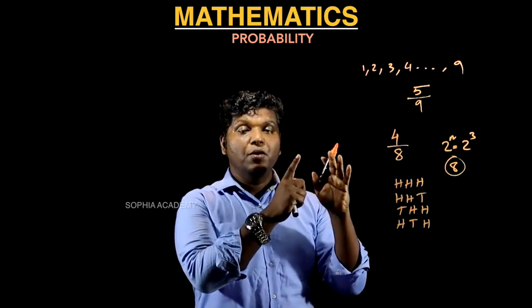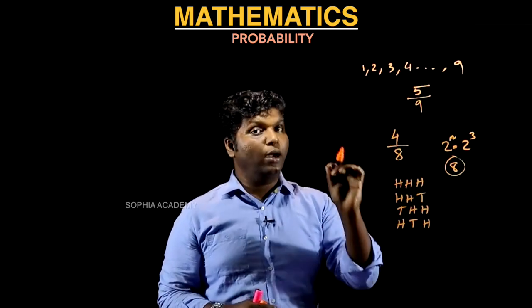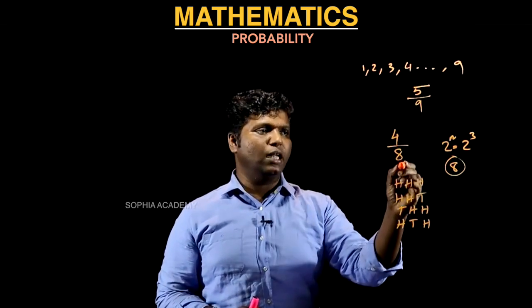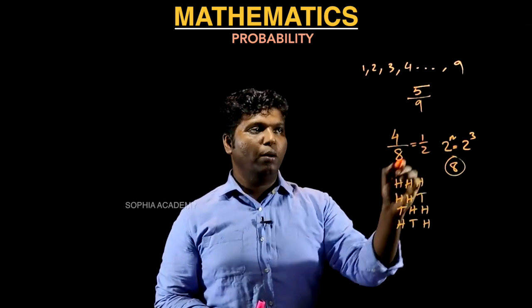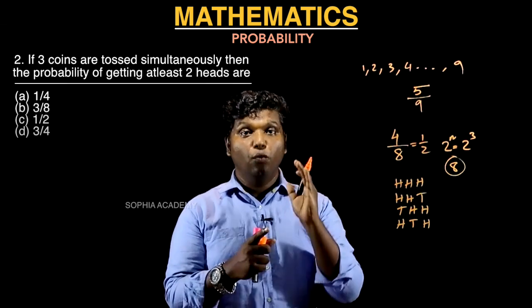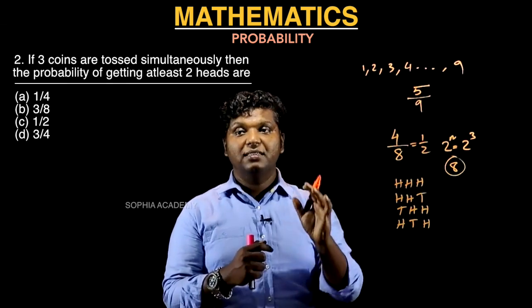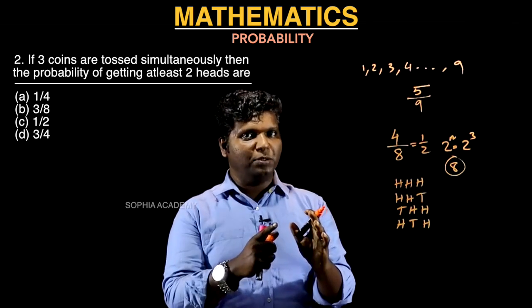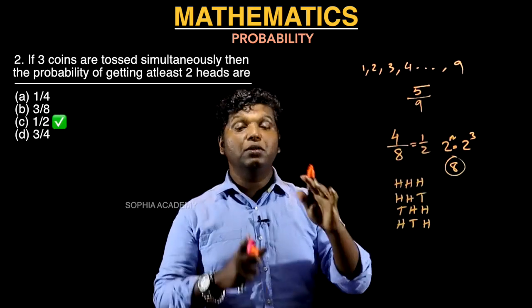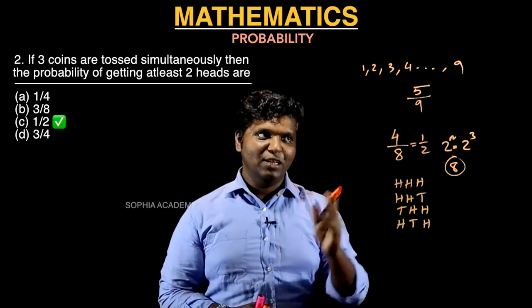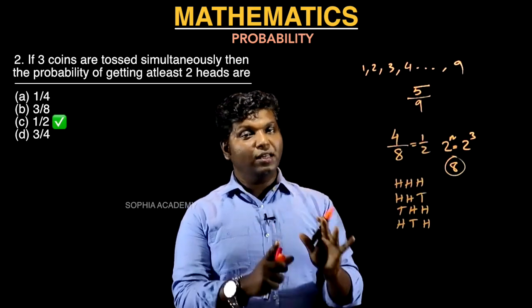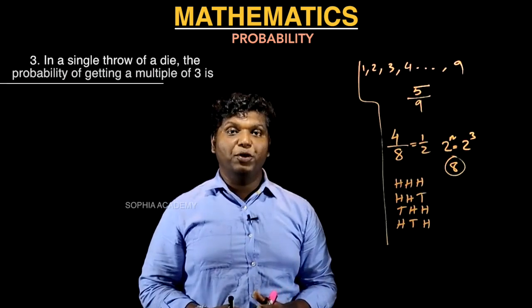Whenever you are writing the fraction or mentioning the probability, you have to write it in the simplest form. So tell me, 4 by 8 means it is 1 by 2. Inside the options, 1 by 4, 3 by 8, 1 by 2 and 1 by 4 are the options given. And 1 by 2, the third option, is the right option. So you will choose the third one. So that's it.